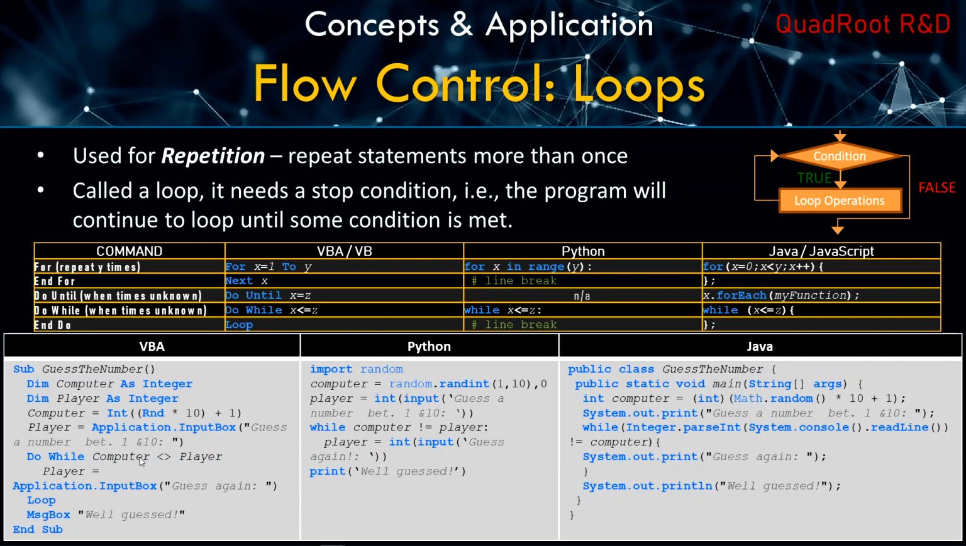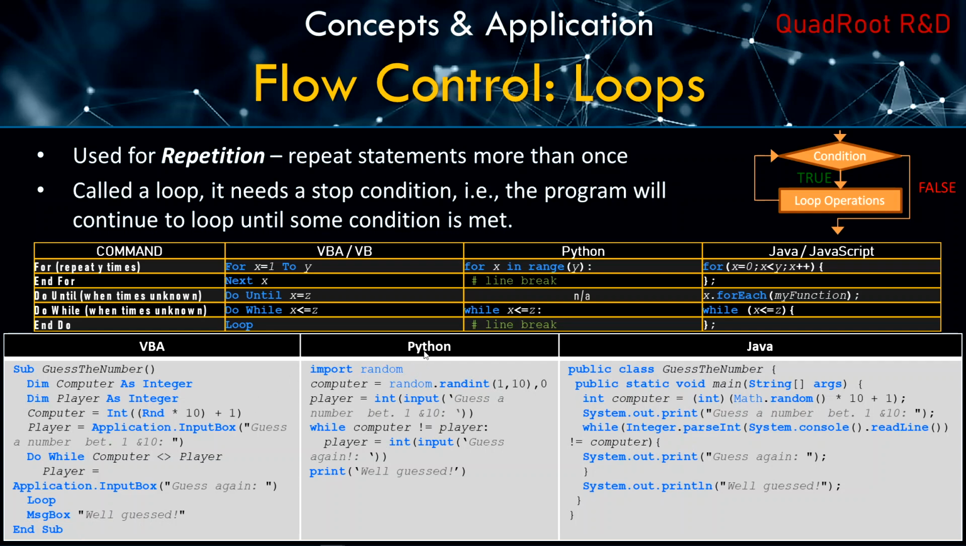So do while computer number does not equal player's number, and then you say player equals guess again. So basically it's telling the player through an input box, guess again. So as long as the player is wrong, it will just push out guess again. But if it's right, then it will not perform this operation. It will skip and then go straight to message box well guessed. And it's the end of the program. It ends there. Very simple game.